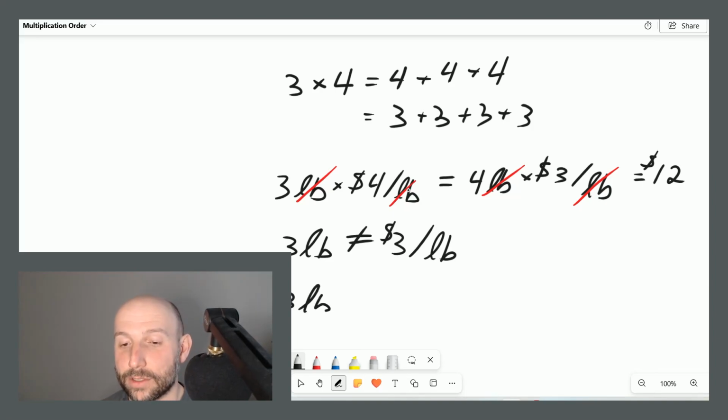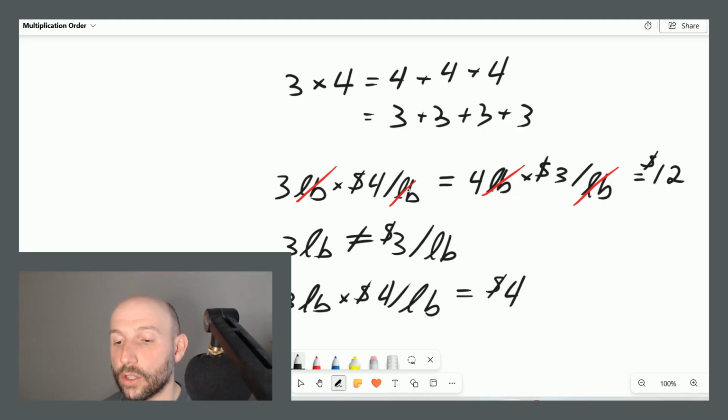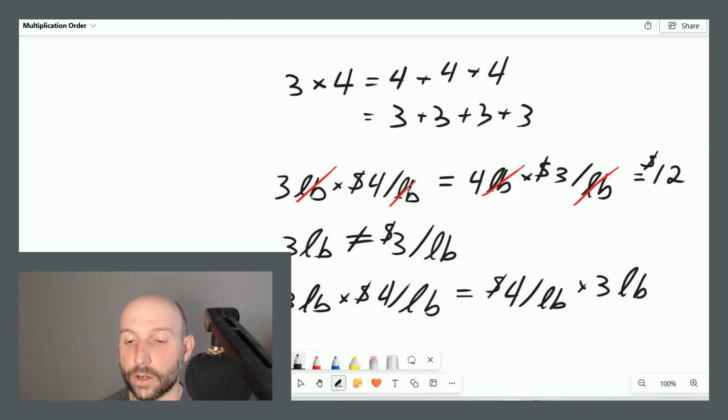3 pounds at $4 per pound is equal to $4 per pound used to buy 3 pounds. I switched the order. I'm still telling the same story because the units remain the same. The 3 is still pounds and the 4 is still dollars per pound. Look what happens here. The units are switched. Okay? It's a different story because the 3 isn't pounds anymore. It's dollars per pound.